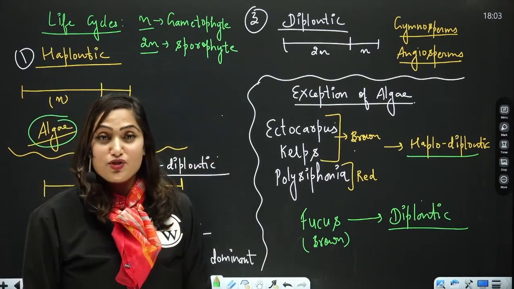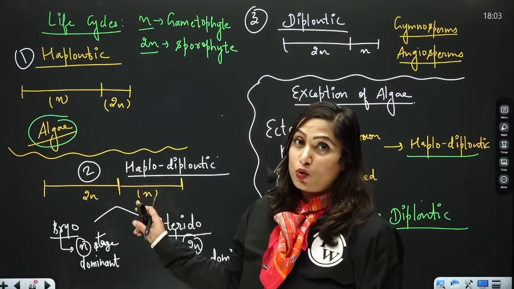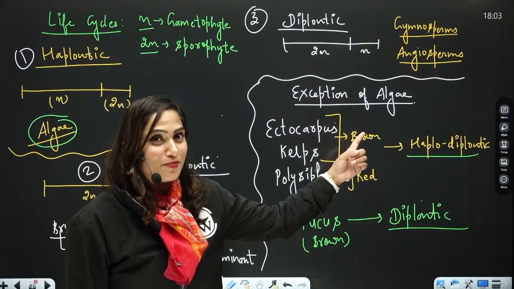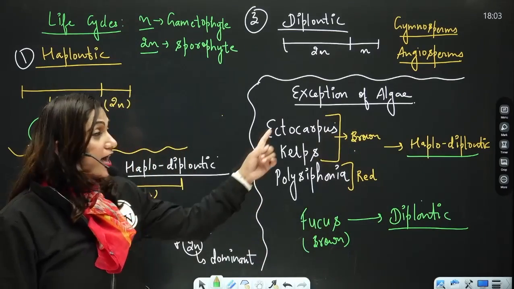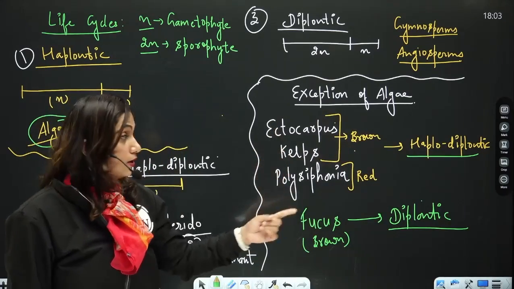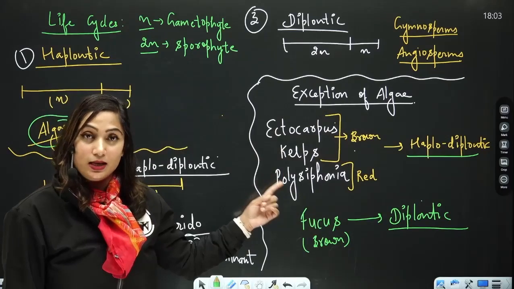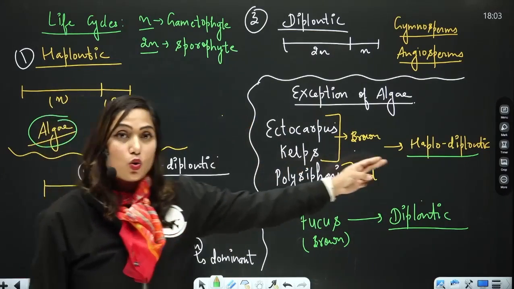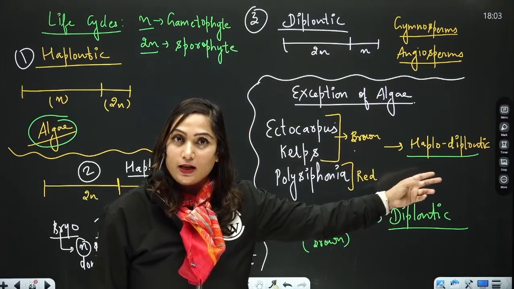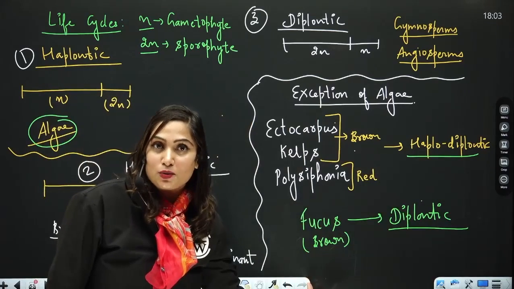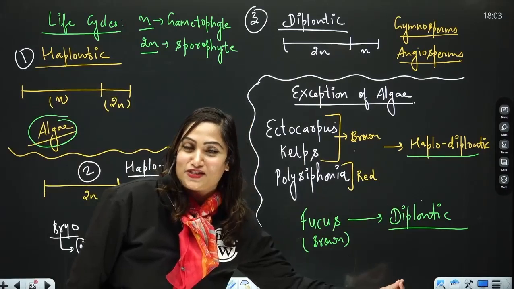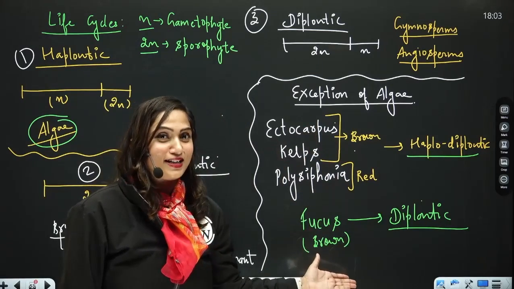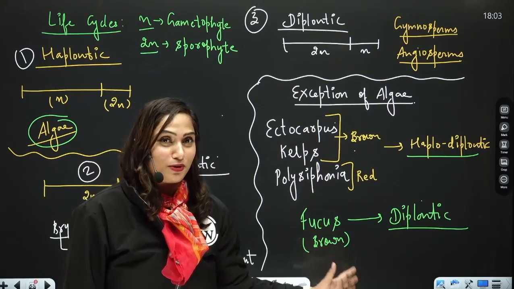Now, I have just told you that algae show haplontic life cycle, but there are some exceptions and these are important. Learn with me. Ectocarpus, which is a brown algae, kelps, brown algae, Polysiphonia, red algae. These 3 algae show haplodiplontic life cycle. Fucus, which is a brown algae, shows diplontic life cycle. Generally, algae show haplontic life cycle, but these are the exceptions, and learn them properly.